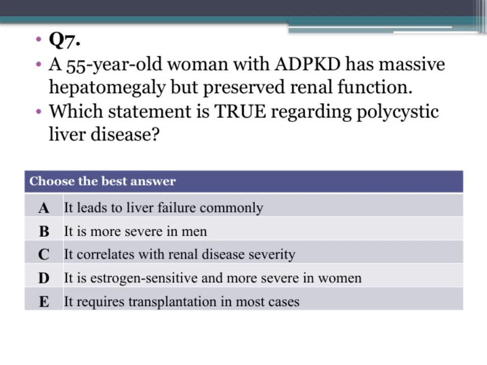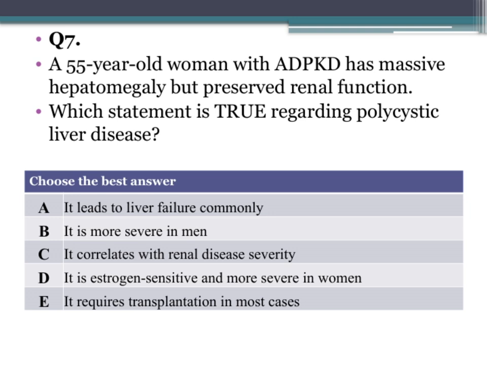Let's take a look at this question about polycystic liver disease, or PLD, in the context of ADPKD. The key point here is that this woman has massive hepatomegaly, which means her liver is significantly enlarged, but her kidney function remains preserved. Now, among the options, the most accurate statement is that PLD is estrogen sensitive and tends to be more severe in women. This is because estrogen actually promotes cyst growth in the liver, making the disease more prominent in females, especially during pregnancy or with hormone therapy.